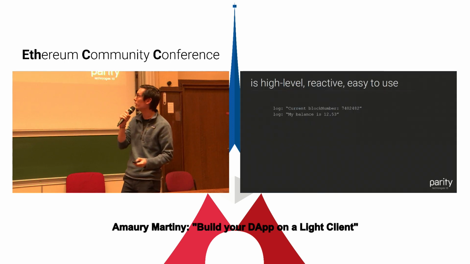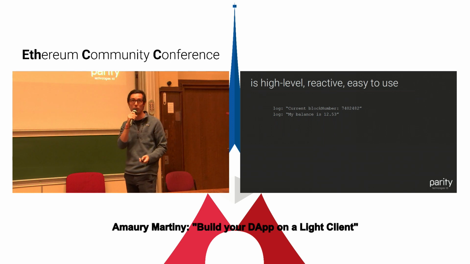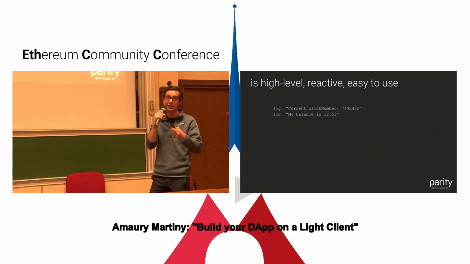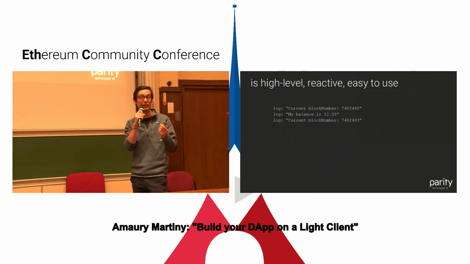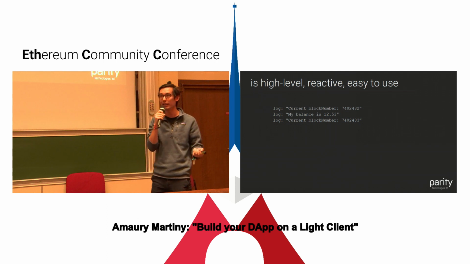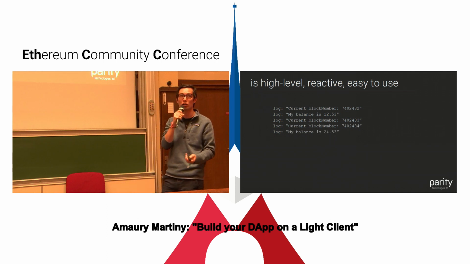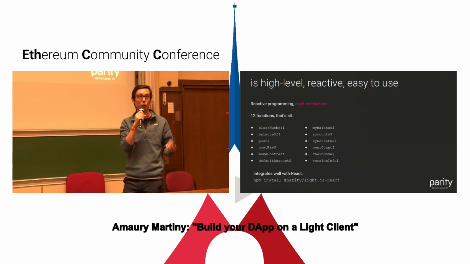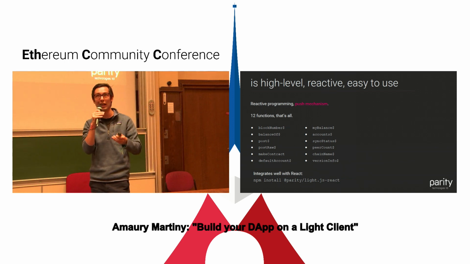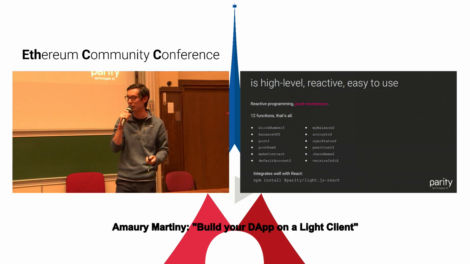So the result will be, on the first log, the current block number and my balance. And each time your Light node receives a new head, it will log a new head number. And each time your Light node receives a new state, your new balance, it will also log the new state here. So it will do this reactively. It seems like it's a push mechanism, but it's not really a push mechanism. Light.js handles all the tricks behind so that it's easy on the Light node.